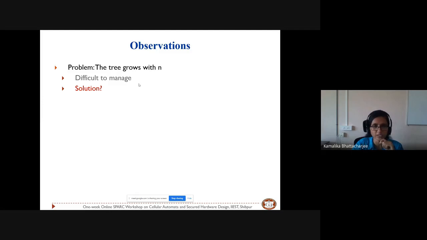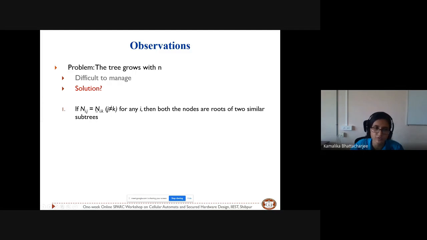We have to observe the tree in that case. We can observe that if we have, say, two nodes, n i.j and i.k, where i is the level of the node, at which level it is present, and j and k are the numbers of the nodes. In that case, if j is not equal to k, these two nodes will be roots of two similar subtrees of the same level. Obviously, whatever is generated out of these two nodes, all these subtrees will be exactly the same. So we can avoid using one subtree.